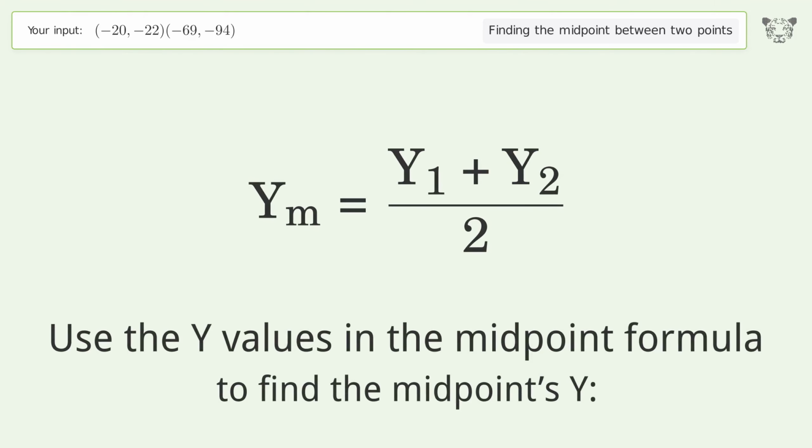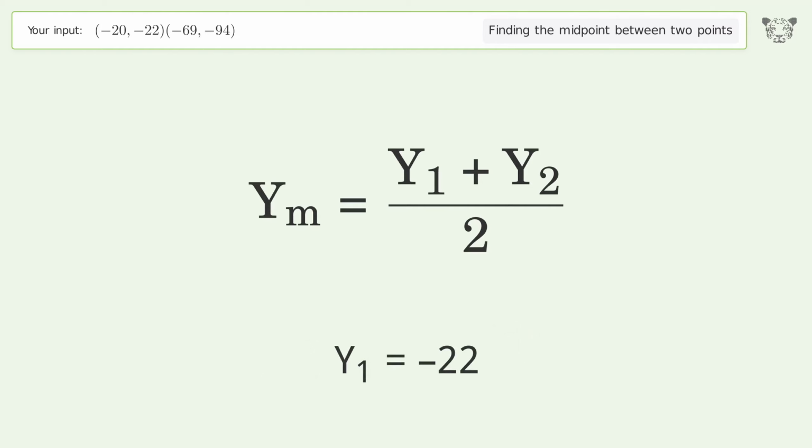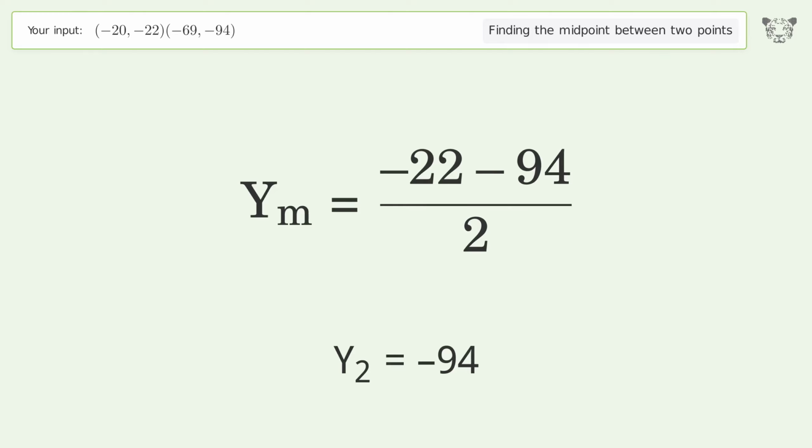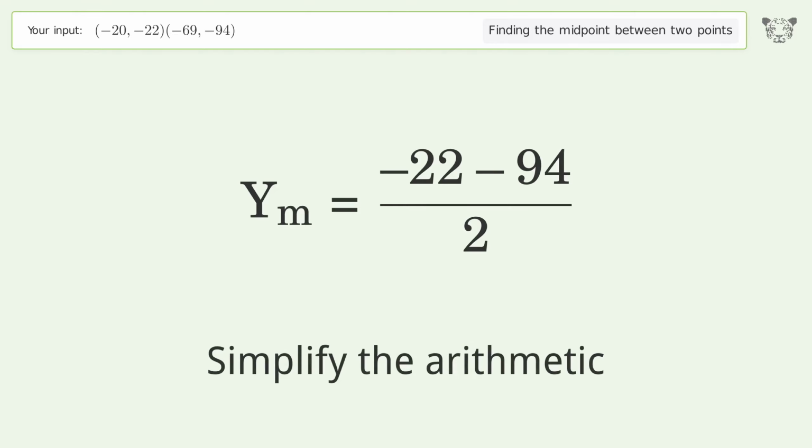Use the y values in the midpoint formula to find the midpoint's y. y1 equals -22. y2 equals -94. Simplify the arithmetic.